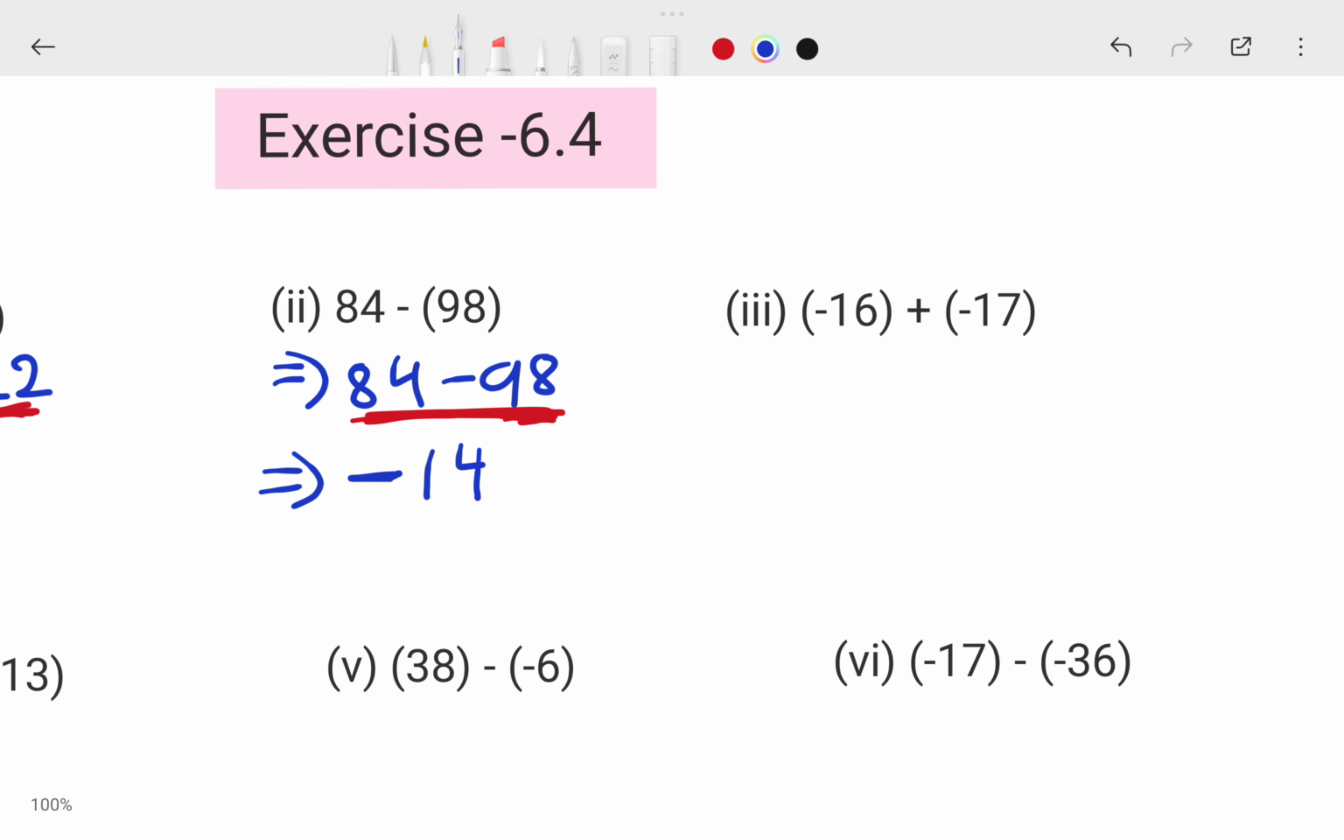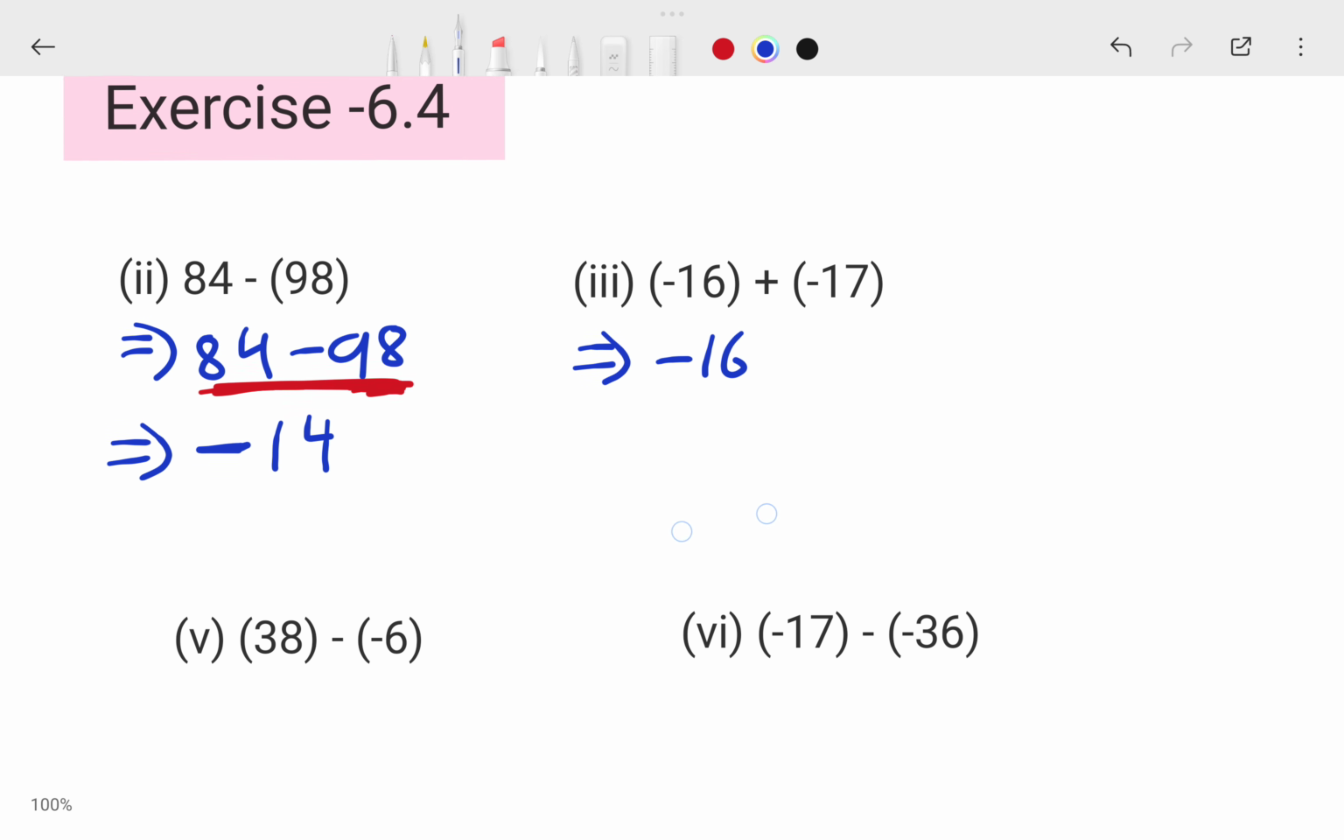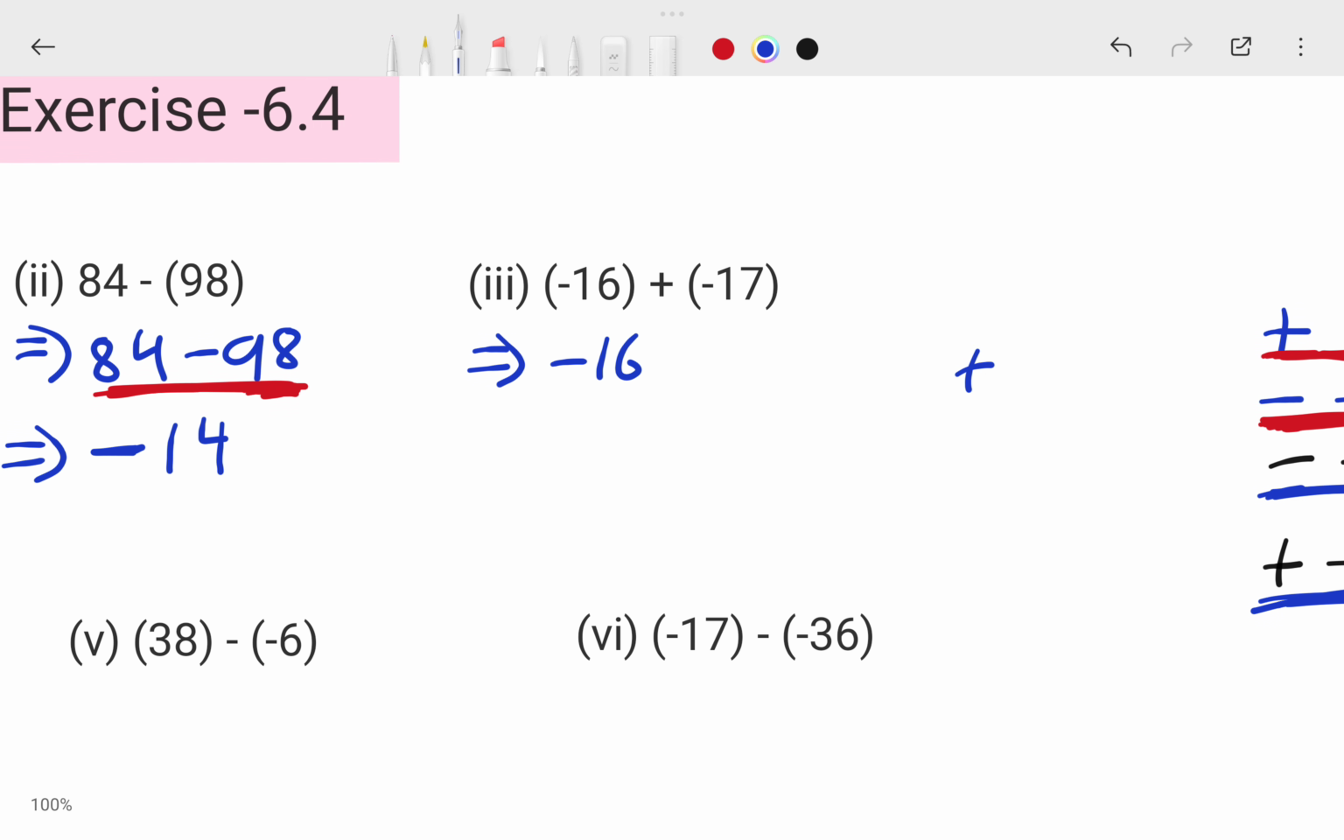All right, so now let's talk about the third question. The third question is given 16, then plus, and then minus 7. If you write it like that, is it looking nice? No. So we have to make one symbol.